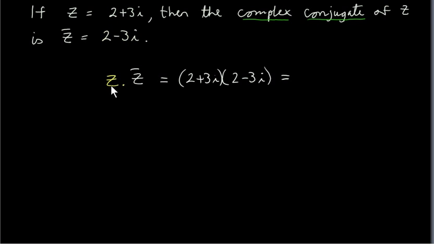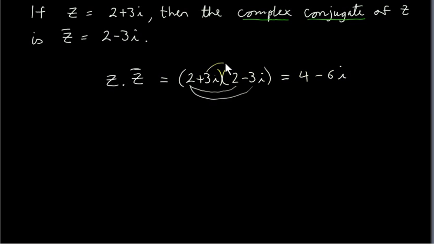Let's look at what happens when we multiply Z by its complex conjugate, Z bar. So we want to take 2 plus 3i and multiply it by its complex conjugate, 2 minus 3i. As you saw in the previous video, we just do this like ordinary multiplication in algebra. We take this term here and multiply it right through the second brackets. So we get 2 times 2 is 4. 2 times minus 3i is minus 6i.